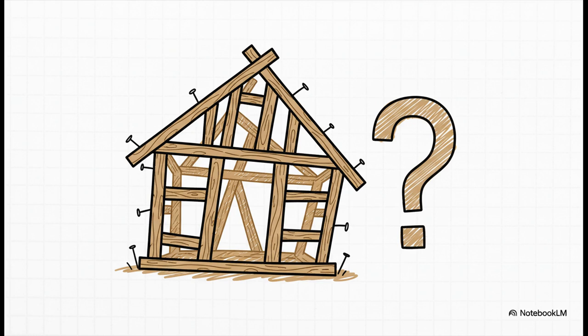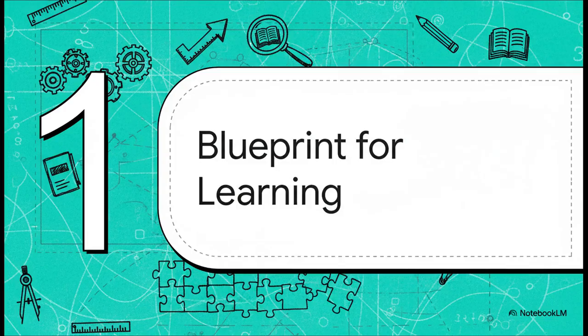And here's the real kicker. You'd have absolutely no way to know if you did a good job because you never even defined what finished was supposed to look like. Well, believe it or not, this exact same problem can happen in a classroom. But don't worry, there's a fix. And that fix, that solution, is having a crystal clear blueprint for learning.